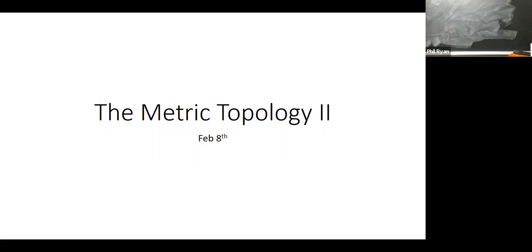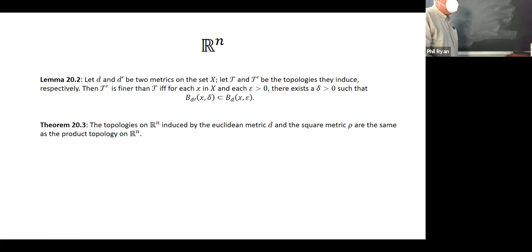Okay, so let's continue our discussion on the metric topology. So this is where we left off last time, I can remember. So we talked about spaces being metrizable if we can put a metric on them that gives the topology that we're interested in. And so we were looking at topologies given on Rn.